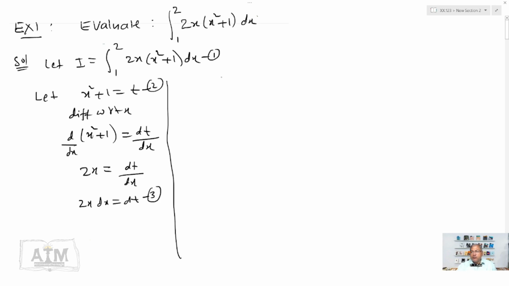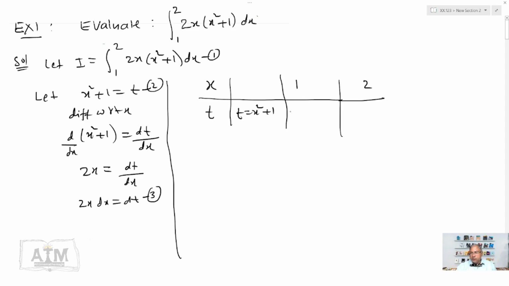After that, we have to change the limits. In definite integration, whenever we go for the substitution method, we have to change the limits. So here is x and here is t, and t equals x square plus 1, and the limits of x are 1 and 2. So in place of x write 1, so 1 square plus 1 equals 2, and here 2 square plus 1 equals 5.